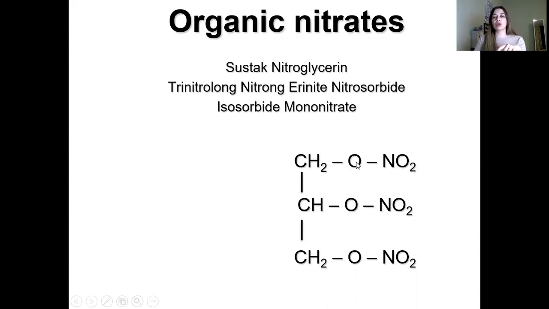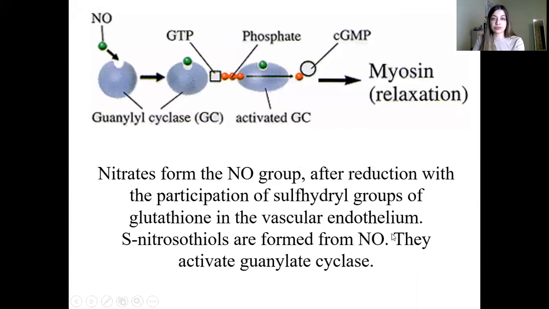So here you can see the molecule of glycerin, which is the ester with the nitric acid, and O2 it has here. Yes. And actually this is the part which plays the most important role. Okay, what happens? The nitrates from the NO group, after reduction with the participation of sulfhydryl groups of the glutathione in the vascular endothelium, the S-nitrosothiols are formed and they activate the guanylate cyclase.